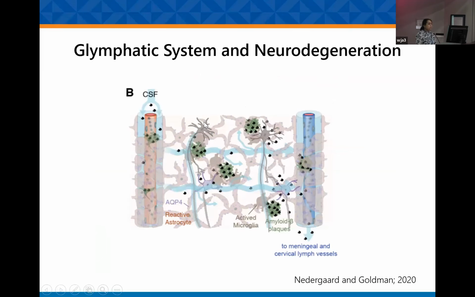So how does this all work with the lymphatic system and neurodegeneration? Again, this is another schematic of CSF flowing in through the perivascular spaces, picking up solutes and diffusing through. These green bunches represent amyloid beta plaques. The idea is that as these plaques accumulate, this causes a reactive gliosis in astrocytes and microglia, which then contributes to further slowing of lymphatic influx and further accumulation of the amyloid beta plaques.